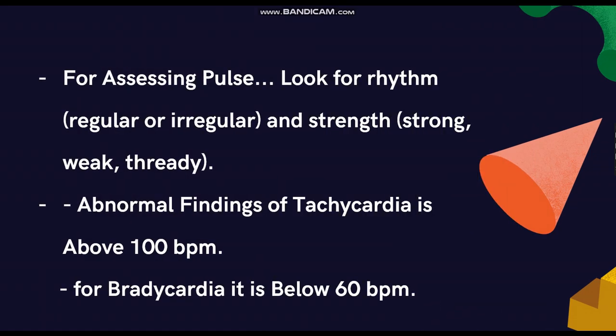For assessing pulse, look for rhythm and strength. Abnormal findings: tachycardia is above 100 beats per minute. For bradycardia, it is below 60 beats per minute.